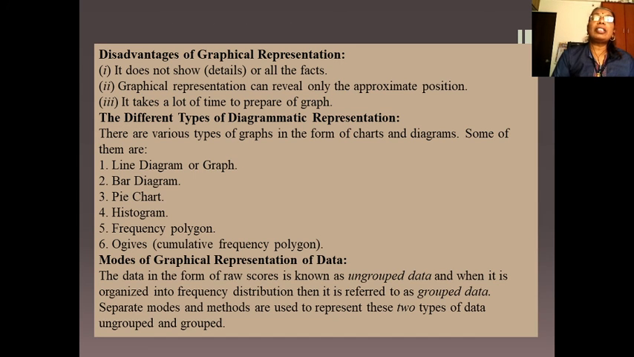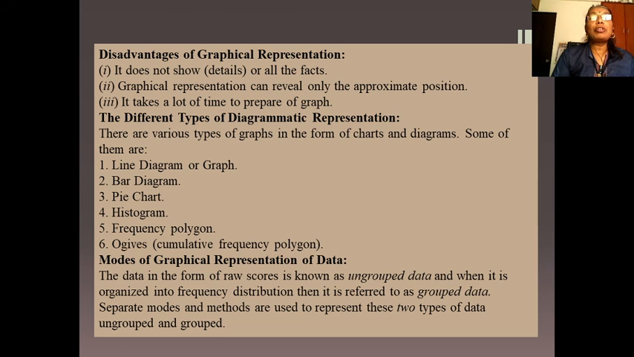There are some disadvantages of graphical representation. First, it does not show the details about all the facts which are included. Graphical representation can reveal only the approximate position. It takes a lot of time to prepare a graph.